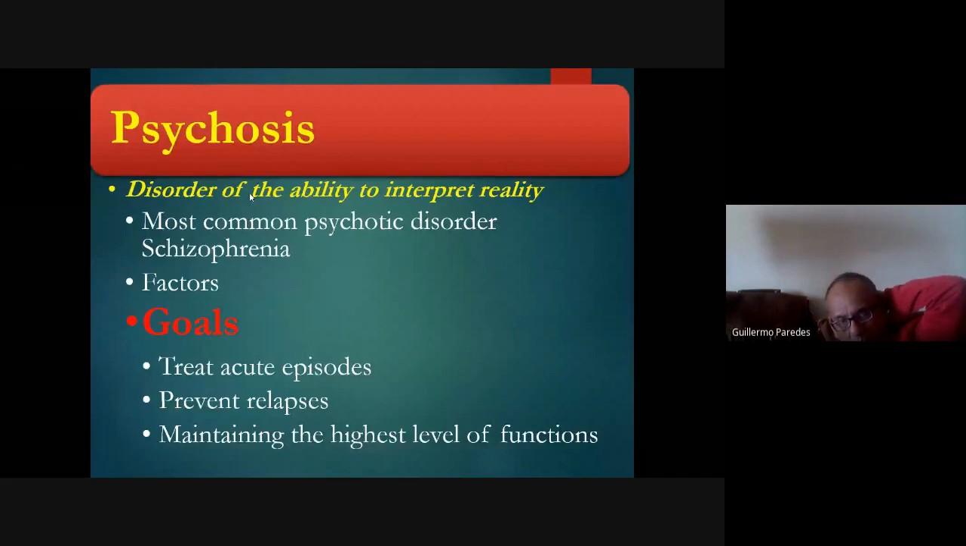Okay? So in this case, we talk about two drug groups that you need to remember for anxiety: the benzos and the non-benzos. The benzodiazepines, I'm going to show you how to memorize them.